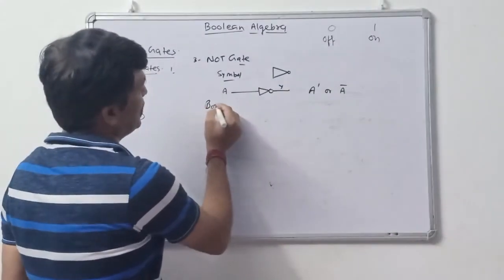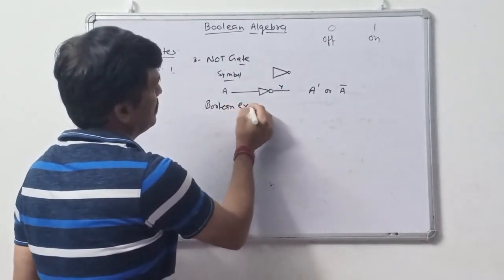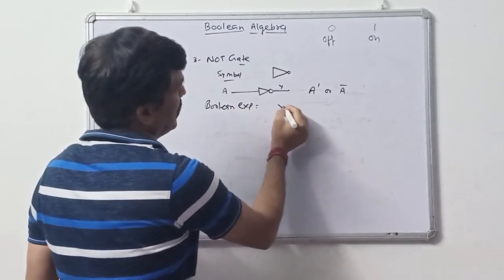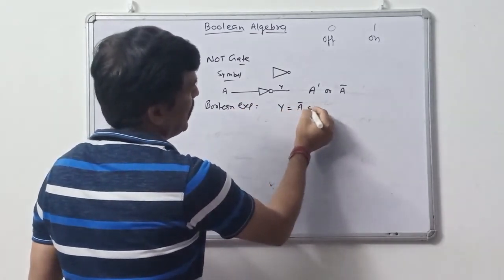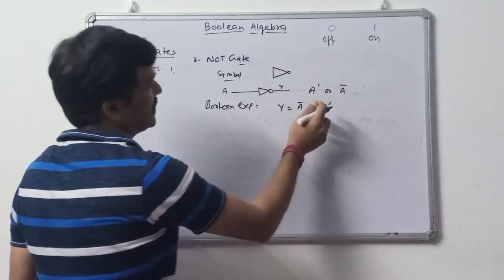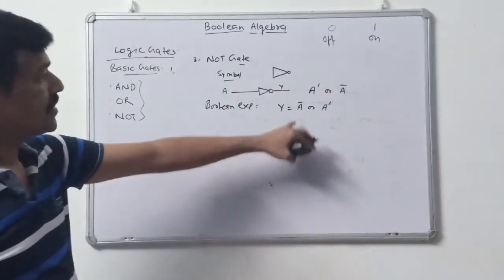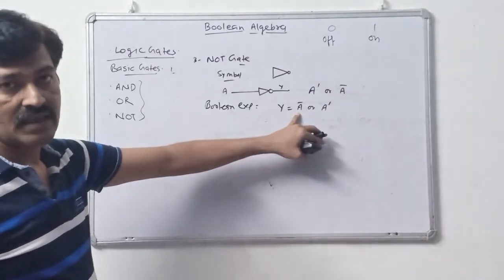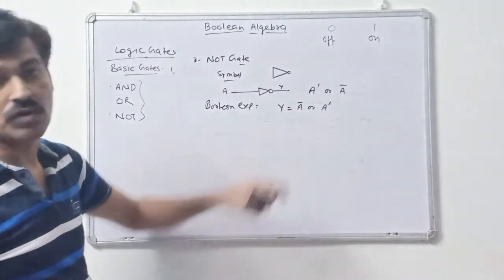So the Boolean expression will be Y equals A bar, or A dash. This dash symbol or this bar symbol, by these two ways we can show NOT.